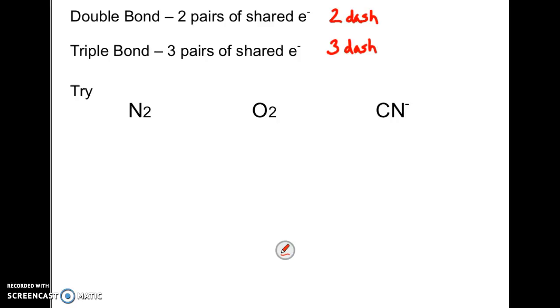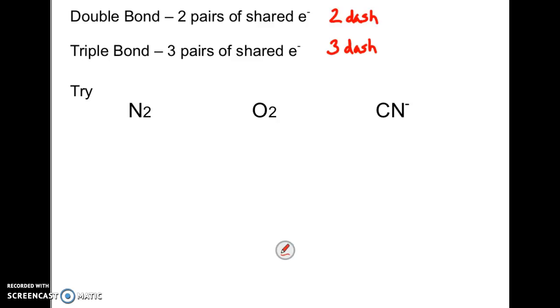What I'd like for you guys to do now is to try on your own writing out the electron cache for these molecules that I've written here, okay? I'd like for you to pause the video, write the electron cache, and then draw the structure. Okay, hit pause now, do that, and then when you're ready, come on back.